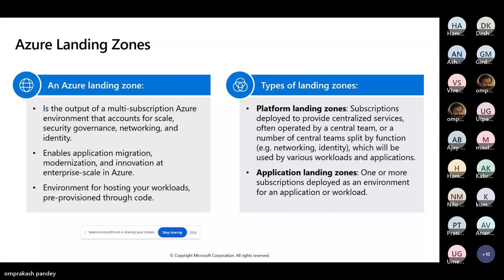So if you look at types of landing zone, one would be your platform landing zone, like Malik was mentioning, about having centralized services, right? And then you can have an application landing zone, where you can have a relevant workload being deployed. That would be your application landing zone. So these would be your set of resources that you have within Azure landing zone.